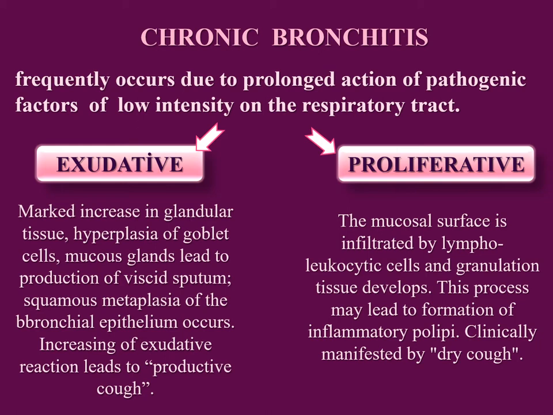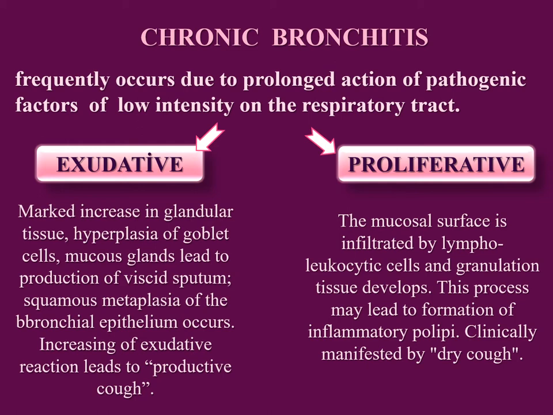Exudative chronic bronchitis: the marked increase in glandular tissue, hyperplasia and hypertrophy of goblet cells and mucous glands, leads to production of viscid sputum, and infiltration of lymphocytes and plasma cells. The essential feature is a change in the epithelial structure of the bronchus. Continued chronic irritation may result in squamous metaplasia of the bronchial epithelium, and the retention of the secretion encourages bacterial growth. An increasing exudative reaction leads to productive cough, with release of a large amount of sputum.